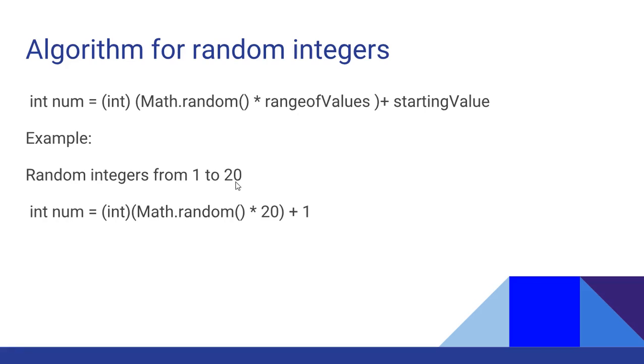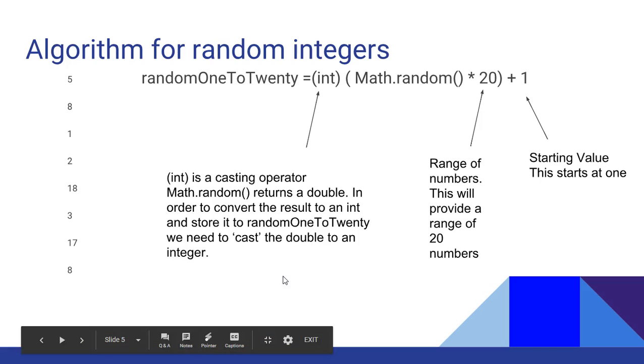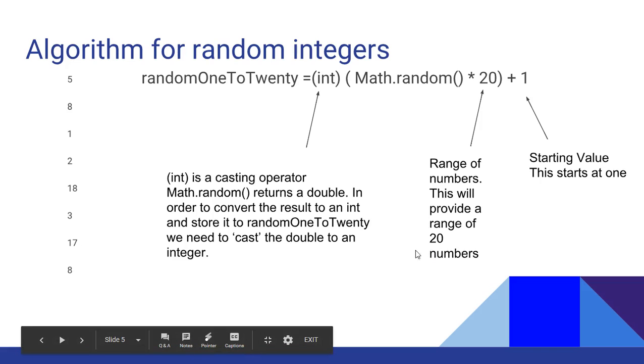So if I want numbers from 1 through 20, I'm going to take Math.random times 20 because I want a range of 20 numbers, and then I'm going to add 1 to it. And that will give me a range of 20 numbers. Looking at the details here, remember that int in front is a casting operator, and Math.random returns a double. So to convert that to an integer and store it in random1to20, which is an integer, we need to cast the double to an integer. The range is 20 numbers, and the starting value is 1.